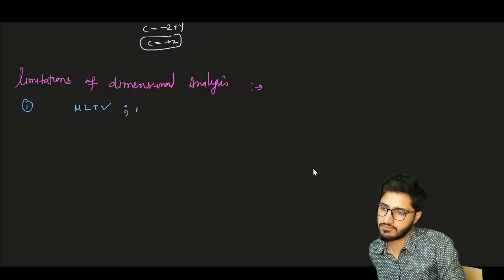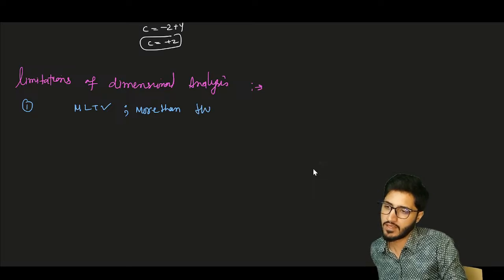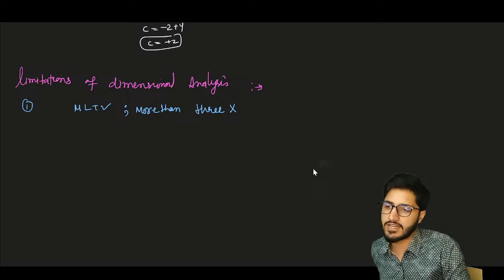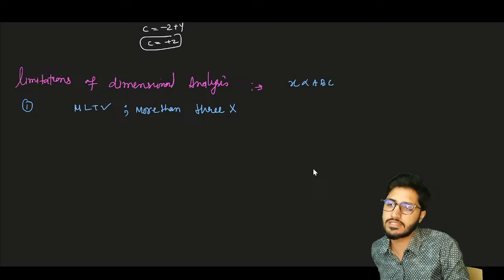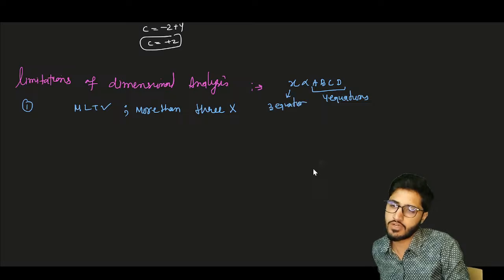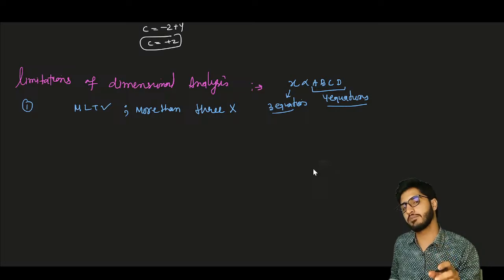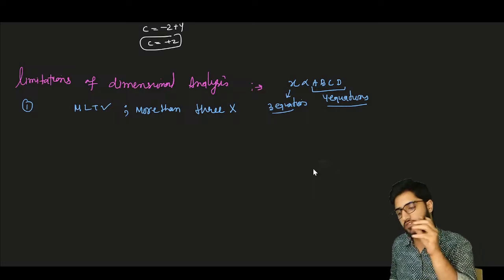If more than 3, we can't do it then. Let us suppose some quantity x is depending on a, on b, on c, on d. That means we have four variables on the right hand side, and on the left hand side we only have three equations. So it would be impossible for us to get a four variable solution from three equations.